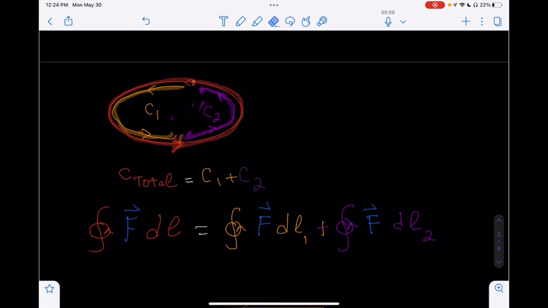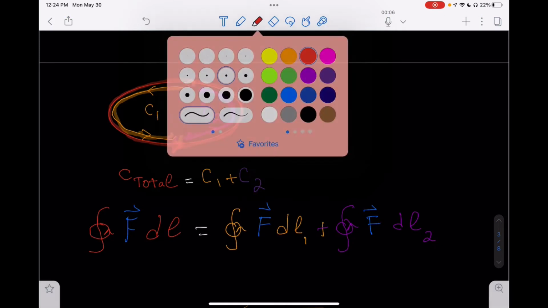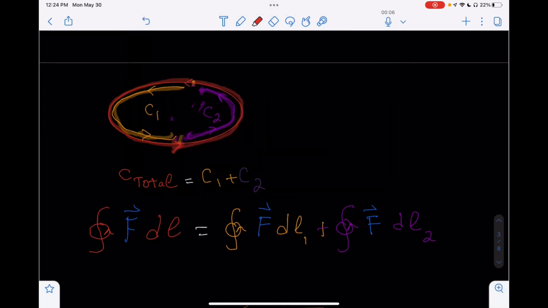And that's what's shown down here. So what I'm showing down here is that the circulation along the red path of this force field, or the vector field, is equal to the sum of the two circulations: the yellow one right there and the purple one.